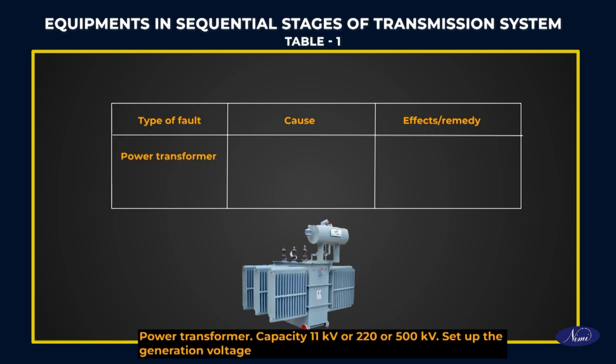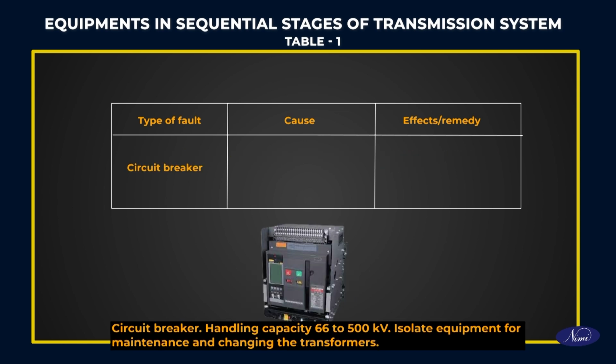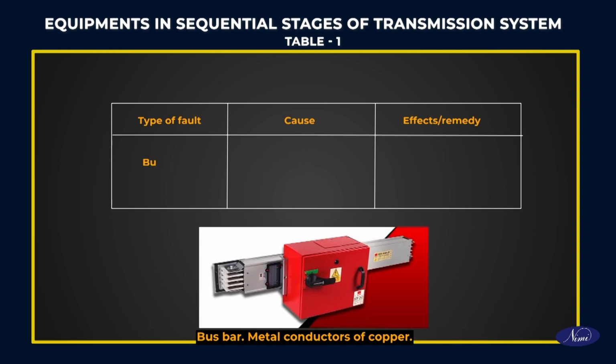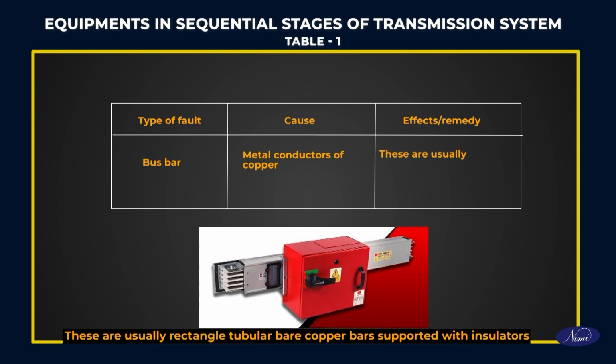Power transformer, capacity 11 kV or 220 or 500 kV. Steps up the generation voltage. Circuit breaker, handling capacity 66 to 500 kilovolts. Isolates equipment for maintenance and changing the transformers. Bus bar, metal conductors of copper. These are usually rectangular or tubular bare copper bars supported with insulators.